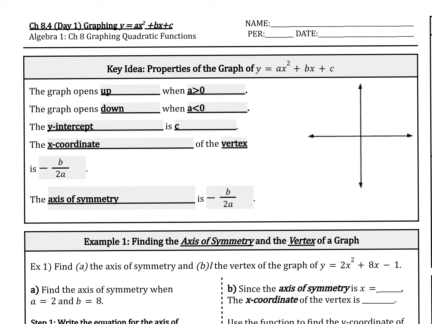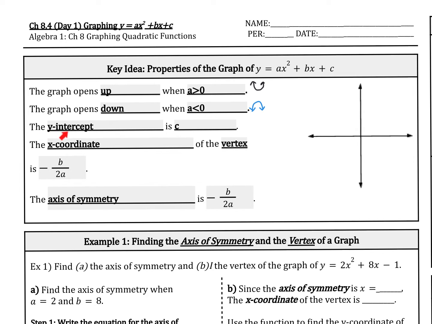Chapter 8.4, Day 1, Graphing y equals ax squared plus bx plus c. The key idea and properties of the graph of y equals ax squared plus bx plus c: the graph opens up if a is greater than 0. If the front number, that is the coefficient of x squared, is positive, then the graph opens up. The graph opens down when a is less than 0. If the coefficient of x squared is negative, then the graph opens down. So opens up means this type, and opens down means facing down.